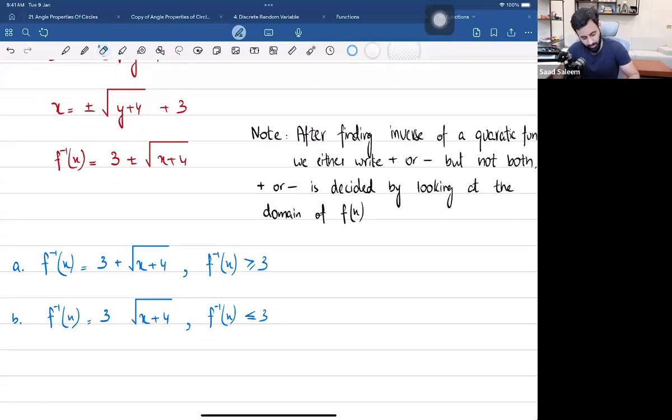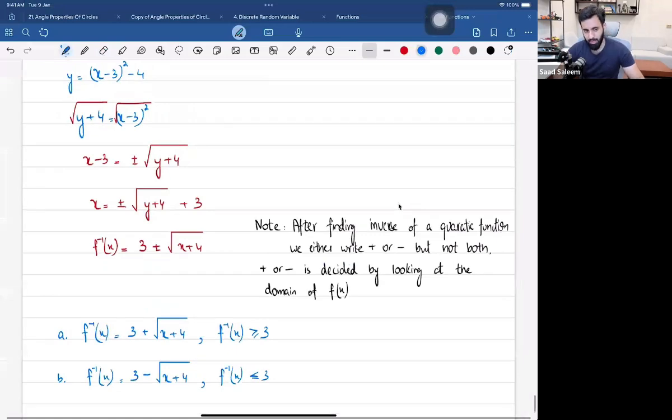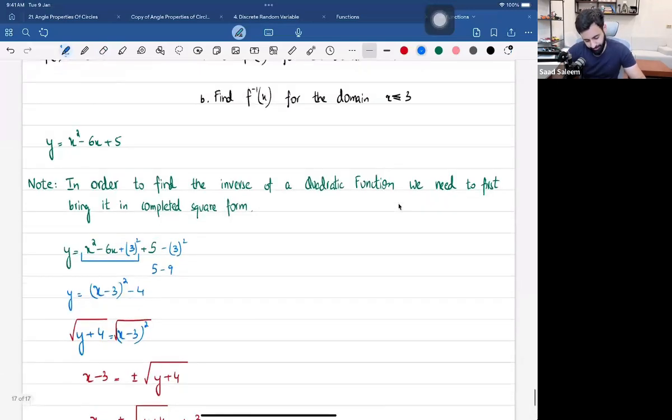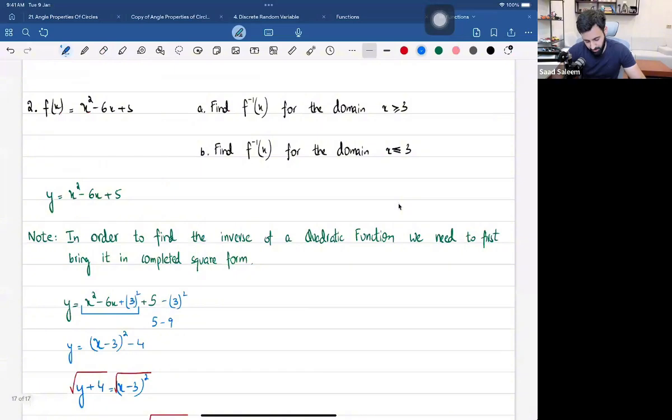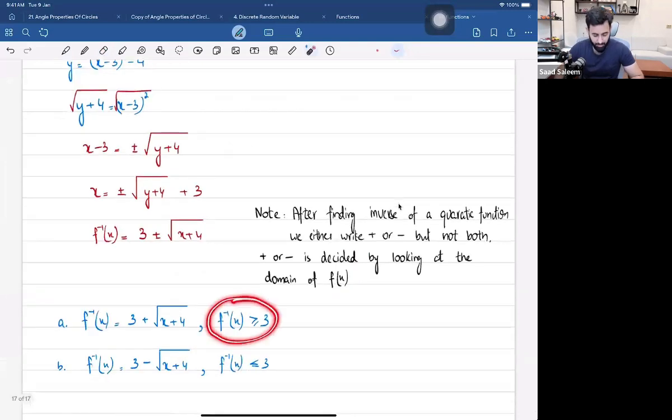Okay, so I'll repeat, and I'll give you guys another option to figure it out, where you won't have to do this every single time. So here's the step-by-step procedure. Look at the domain of f of x. That is going to be the range of f inverse of x. Then decide whether it's the plus sign, which will give values according to that range, or the minus sign.